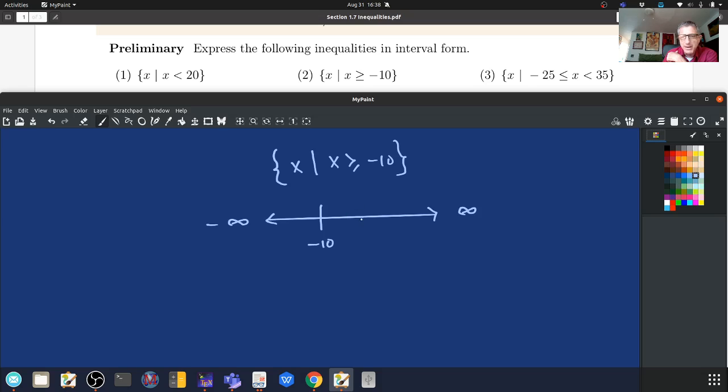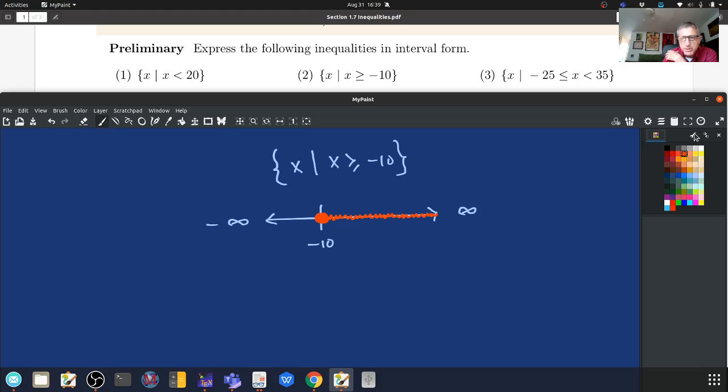It doesn't matter. You don't have to put a 0 in there. There's no scale. This is just kind of a visual schematic to help me know what numbers are in the set. Numbers x such that they are greater than or equal to minus 10. So in this case, minus 10 is actually included in the set. So I fill in that hole right there, and I indicate that the numbers in the set are the numbers greater than or equal to minus 10.